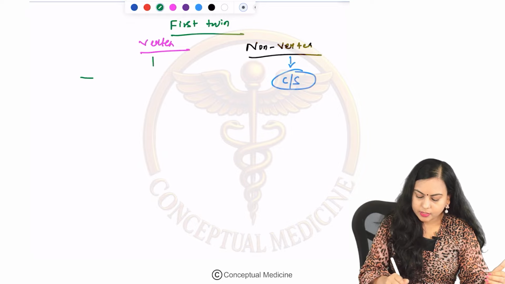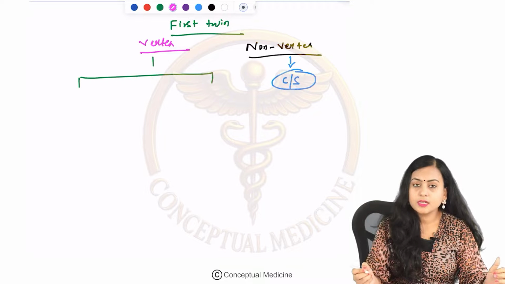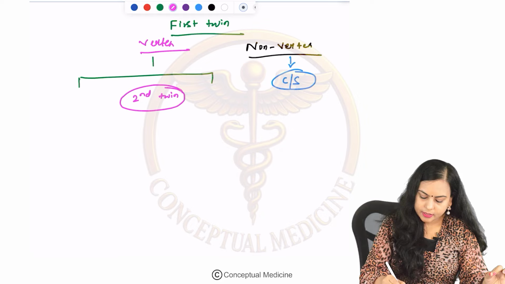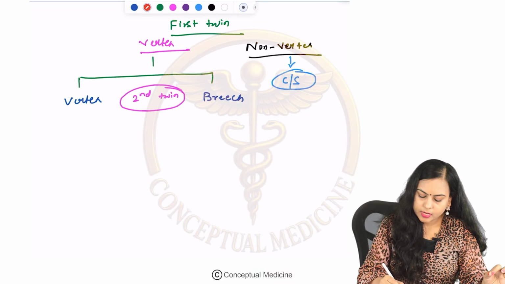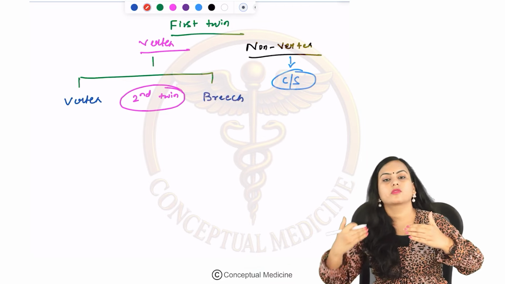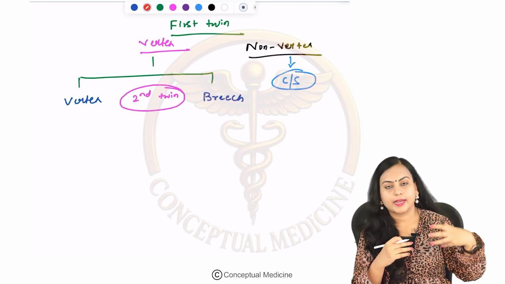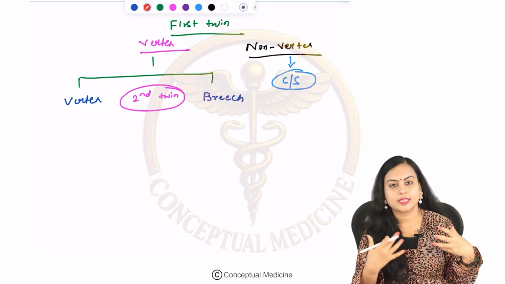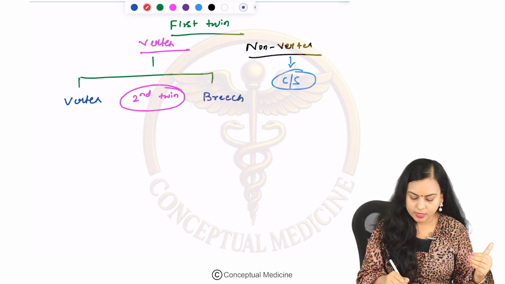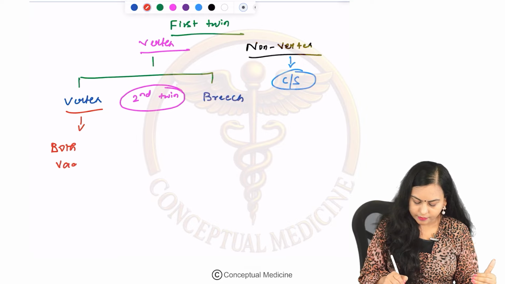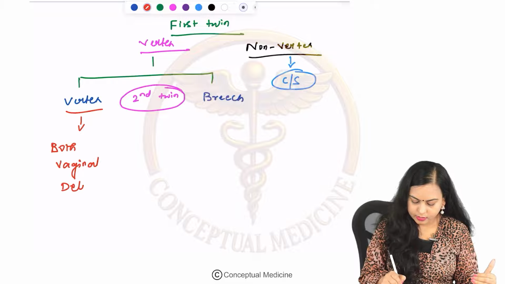So, then it depends upon the presentation of the second twin. The second twin can be either vertex or it can be breech, okay? Suppose first twin is vertex, second twin is also vertex, then no problem, okay? So, first one will deliver by natural mechanism of labor, and second one also will follow the same mechanism. There is no problem at all, okay? So, you can offer them both vaginal delivery, right?